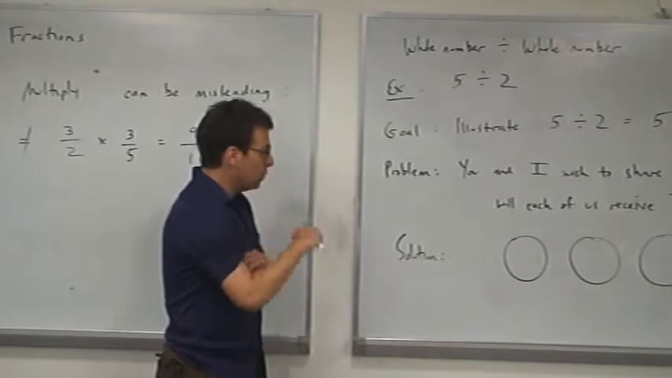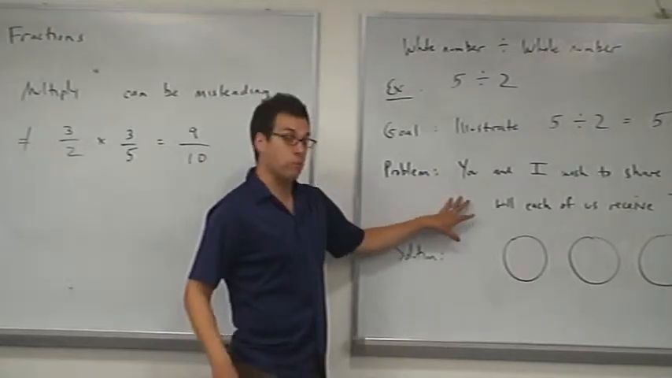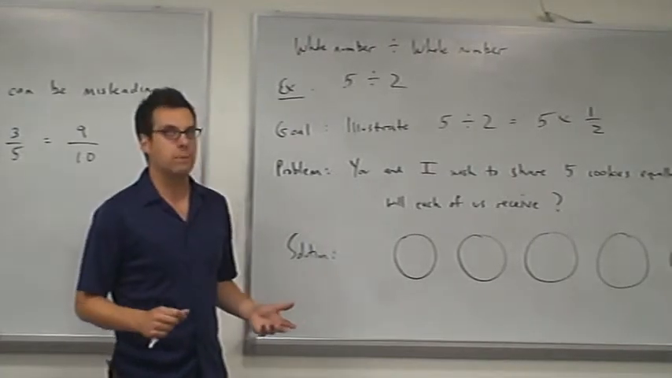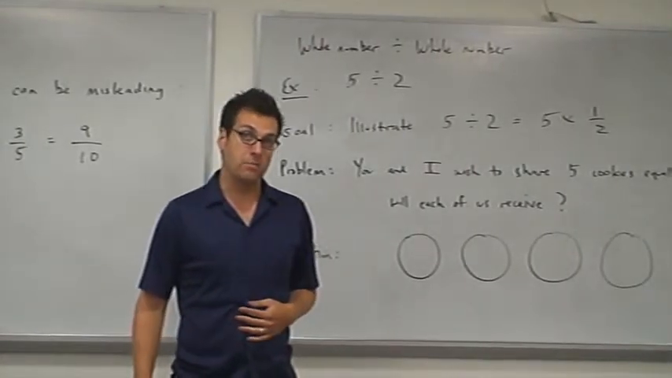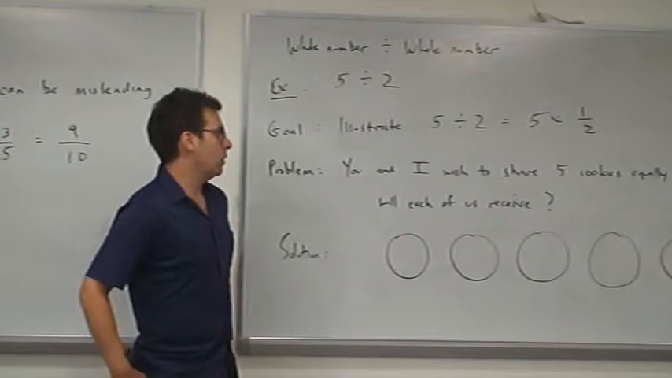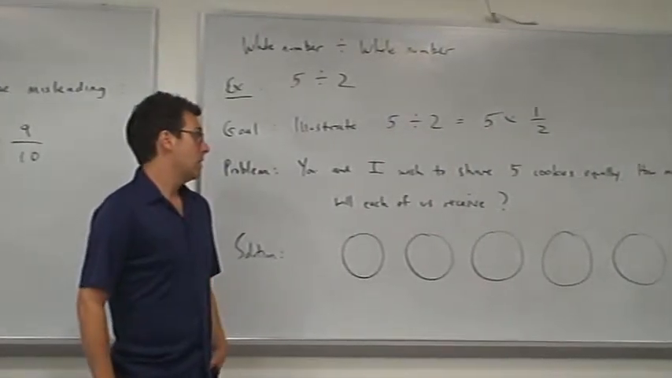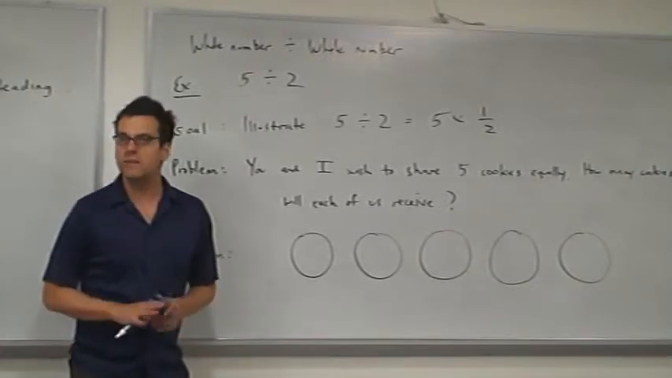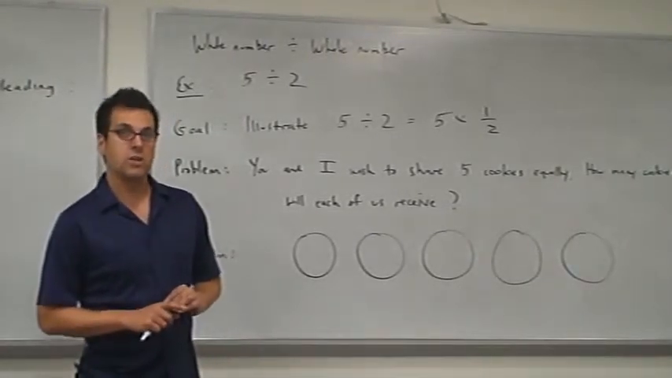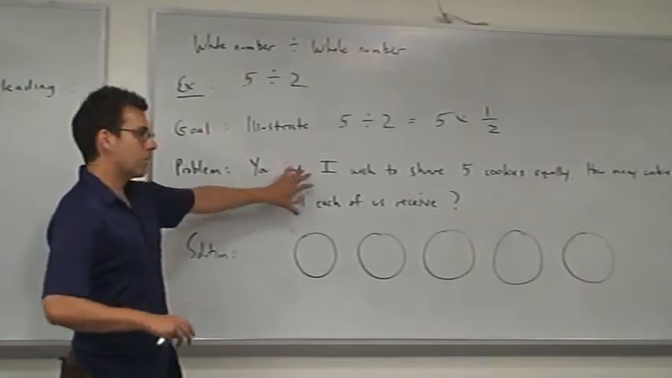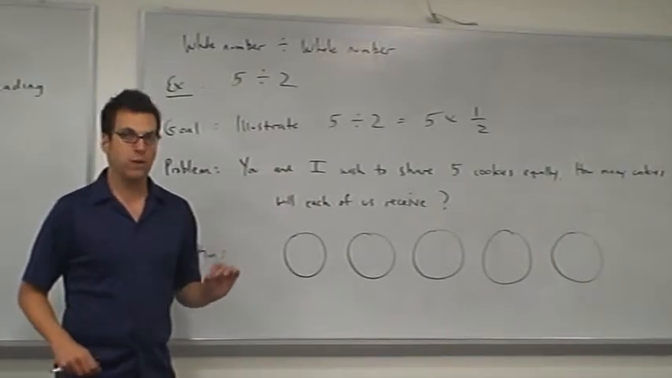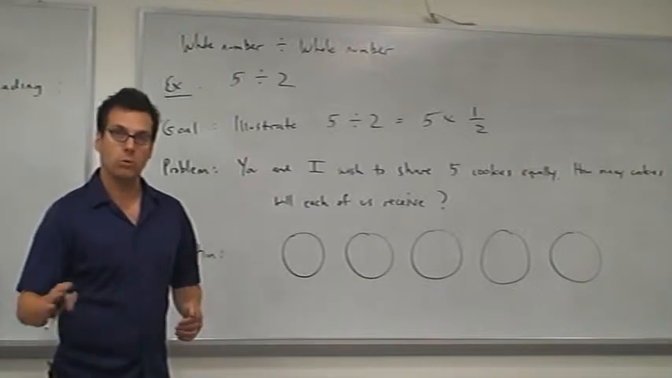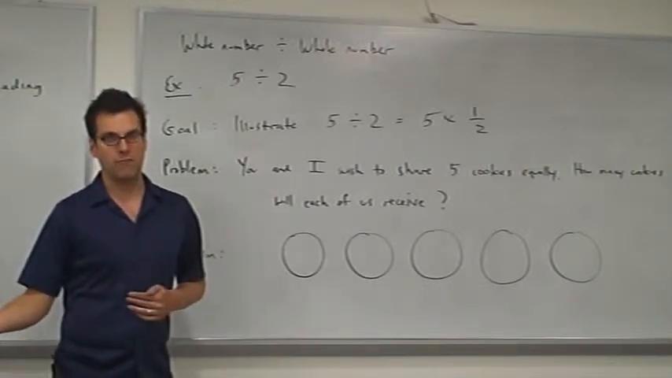So we might start with coming up with a word problem that clearly represents partitive division for 5 divided by 2. So for example, you and I wish to share 5 cookies equally. How many cookies will each of us receive? Okay, so again, students at this point have enough experience with division to recognize that this problem is solved with the arithmetic 5 divided by 2. Again, there are 5 things. You're going to split them equally 2 ways. That's a division problem, 5 divided by 2.